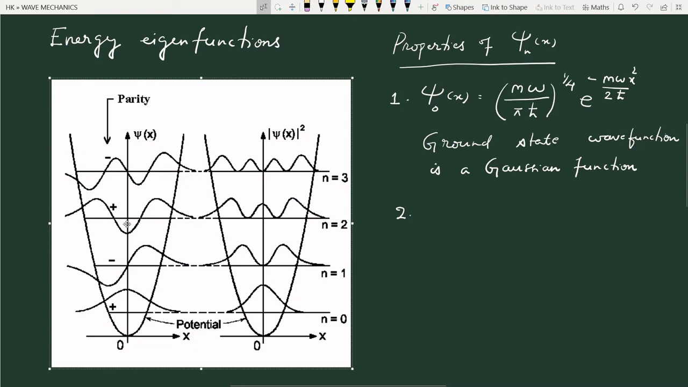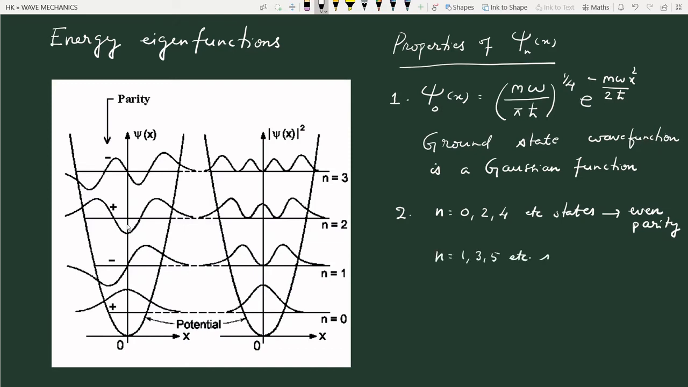Okay, so we can say that the n equal to 0, 2, 4, etc. states have even parity. That is represented by plus, that symbol in the figure. And the n equal to 1, 3, 5, etc. states have odd parity.